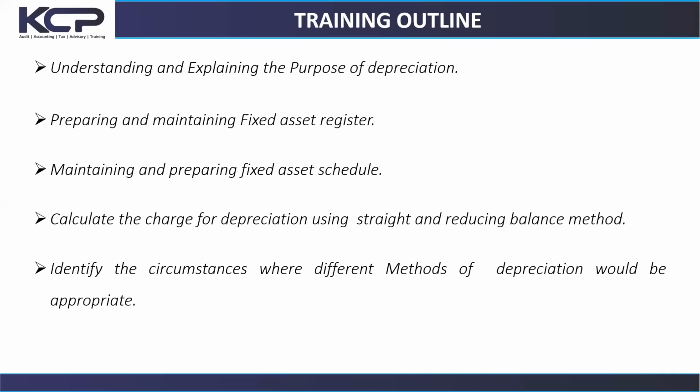Identifying the circumstances where different methods of depreciation would be appropriate. So if you say you want to use straight line, is it appropriate for the circumstance at hand? If we want to use reducing balance, what peculiarity must be present on the assets under consideration before that method can actually fly? If you want to use the machine hour method, or the revaluation method, under what instances could each of these methods be more appropriate? We'll be looking at that in the course of this class.